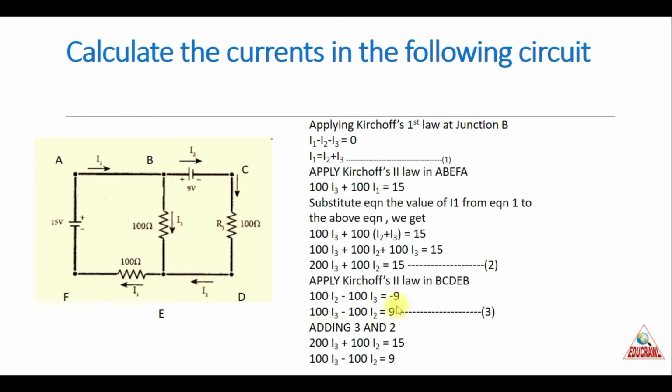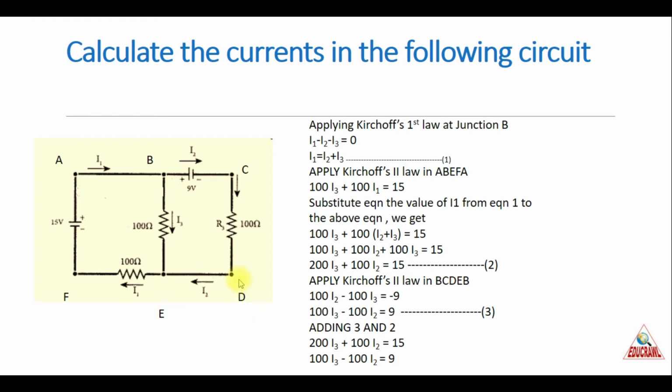So we give a minus sign, which is equal to minus 9 volt. The current in the 9 volt is again in the opposite direction, so we have a minus sign. Now rearranging the terms, we get 100 I3 minus 100 I2 is equal to 9. Now have this equation as 3. Now we have to add equation 2 and 3.